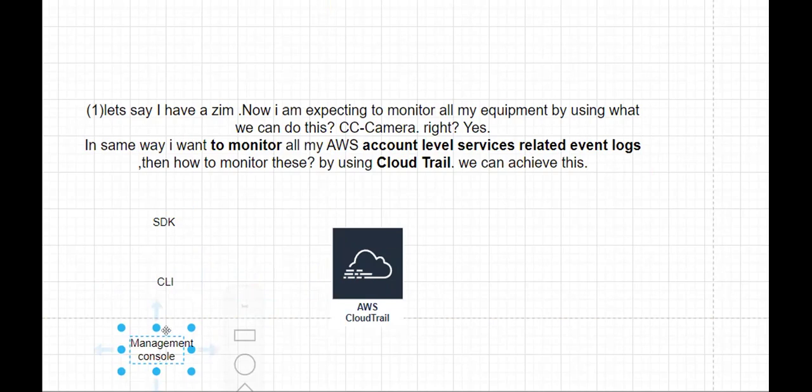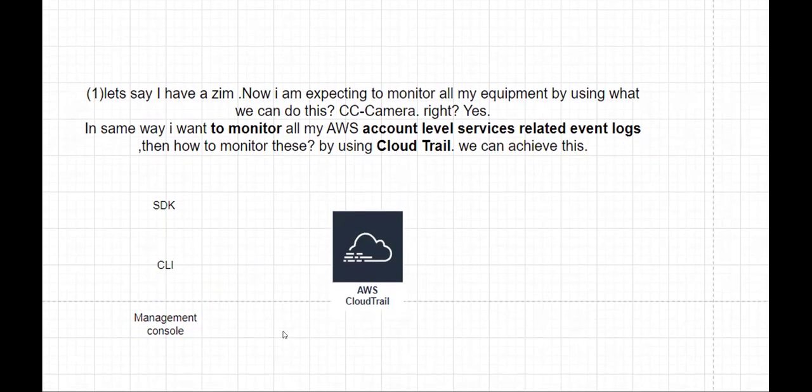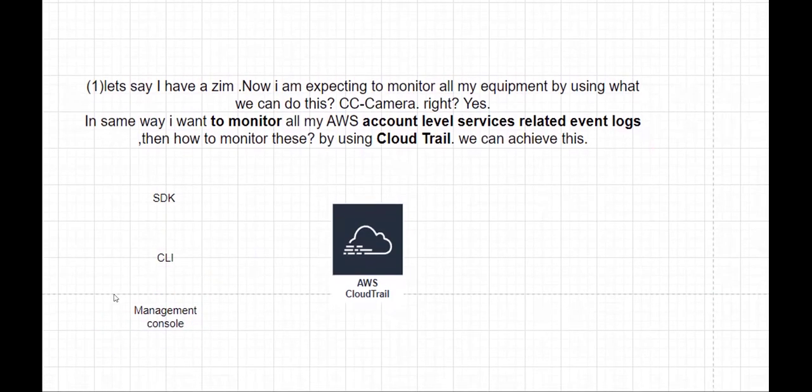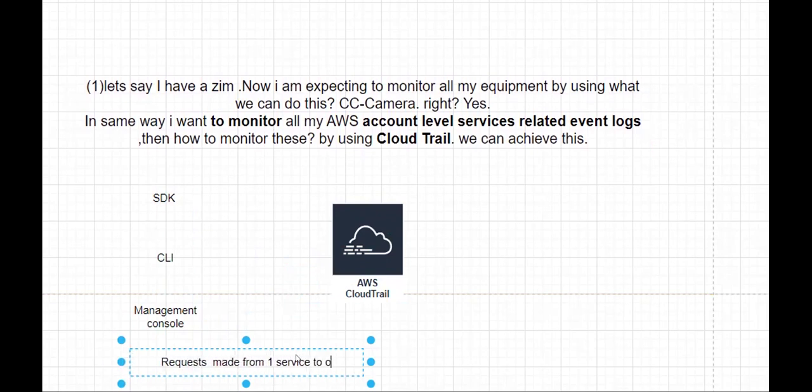And what other requests are possible? Let's say I am using EC2 and I want to upload my data from EC2 to S3, right? So in this case, one service is requesting another service, right? So can I say this is a request made from one service to another? Yes. Request made from one service to another service, right? Yes. So like this, these many requests are possible, right?